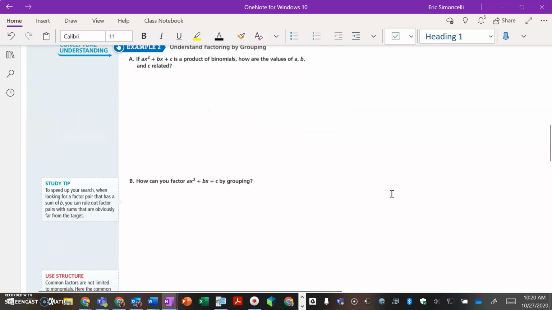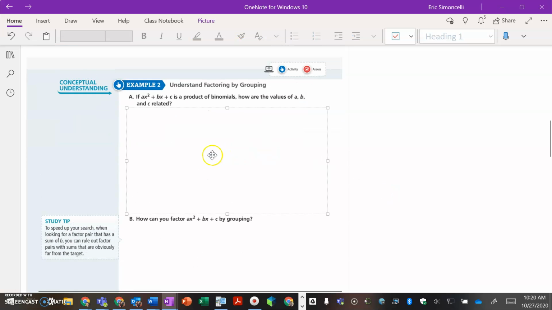Example 2. Understand factoring by grouping. If ax squared plus bx plus c is a product of binomials, how are the values of a, b, and c related? Consider the product of 3x plus 4 and 2x plus 1.